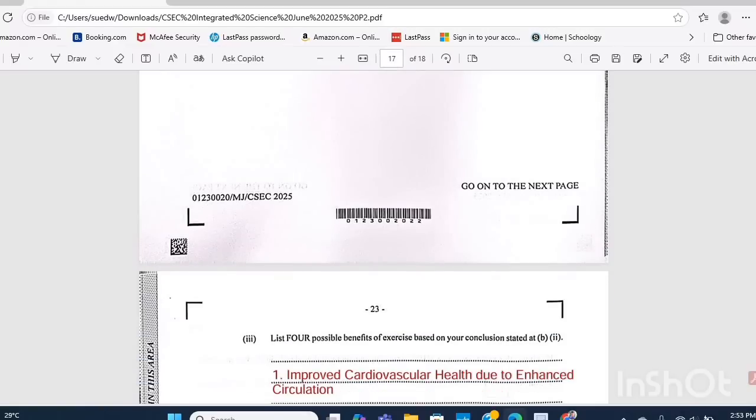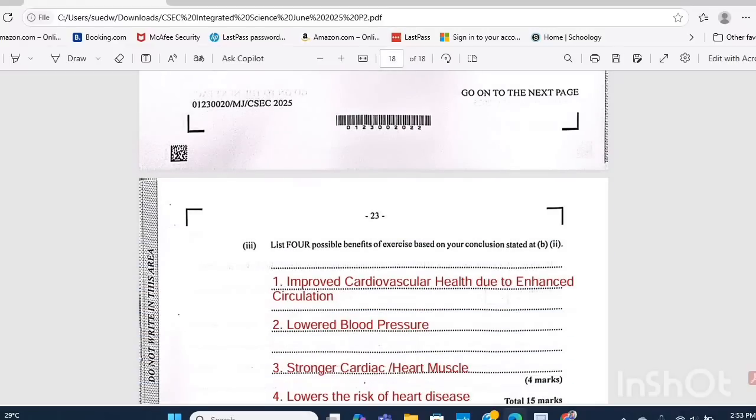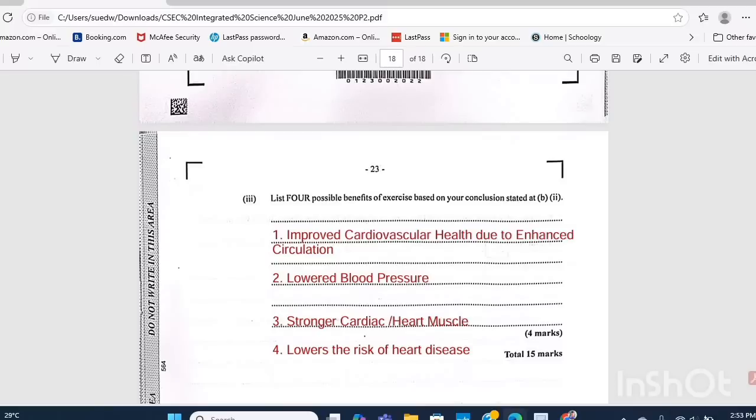Part 3, it says list 4 possible benefits of exercise based on your conclusion. So if it's based on your conclusion that it increases your heart rate, right, we must look at the circulation benefits. So 1, you would have improved cardiovascular health due to enhanced circulation. 2, lowered blood pressure. 3, stronger heart or cardiac muscle. And 4, it lowers the risk of heart disease.